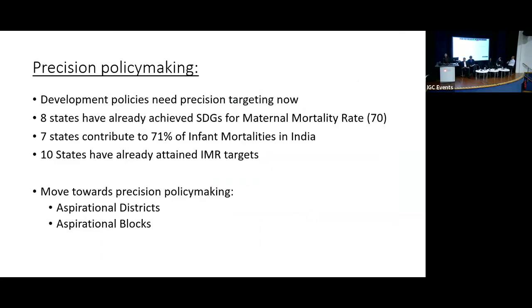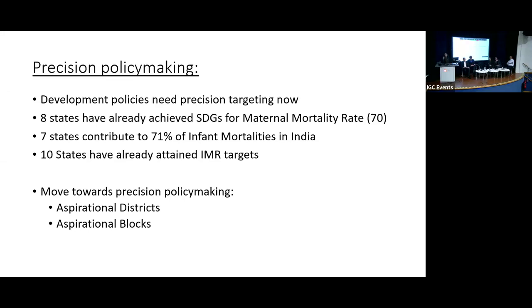So policy making is no longer at the national level in a lot of these things. This is what we call precision policy making. In fact, 8 states in India have already attained the Sustainable Development Goal for maternal mortality rate, which is 70. 7 states contribute today more than 71% of infant mortalities in India. 10 states have already attained the infant mortality rate targets for Sustainable Development Goals.